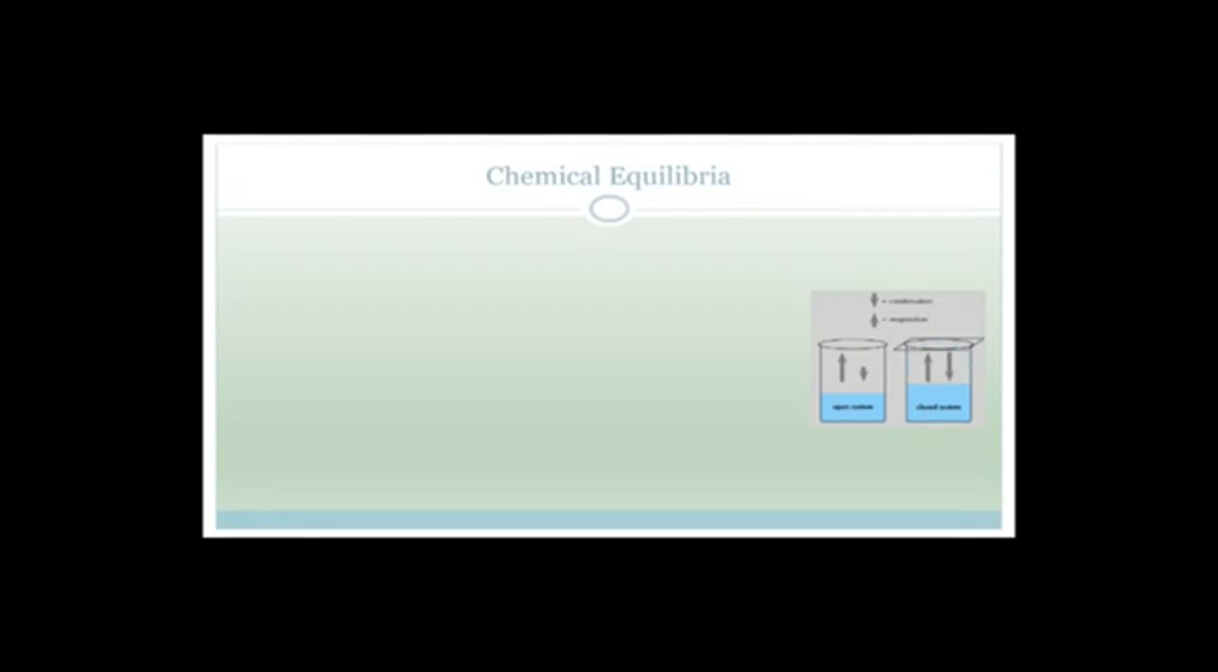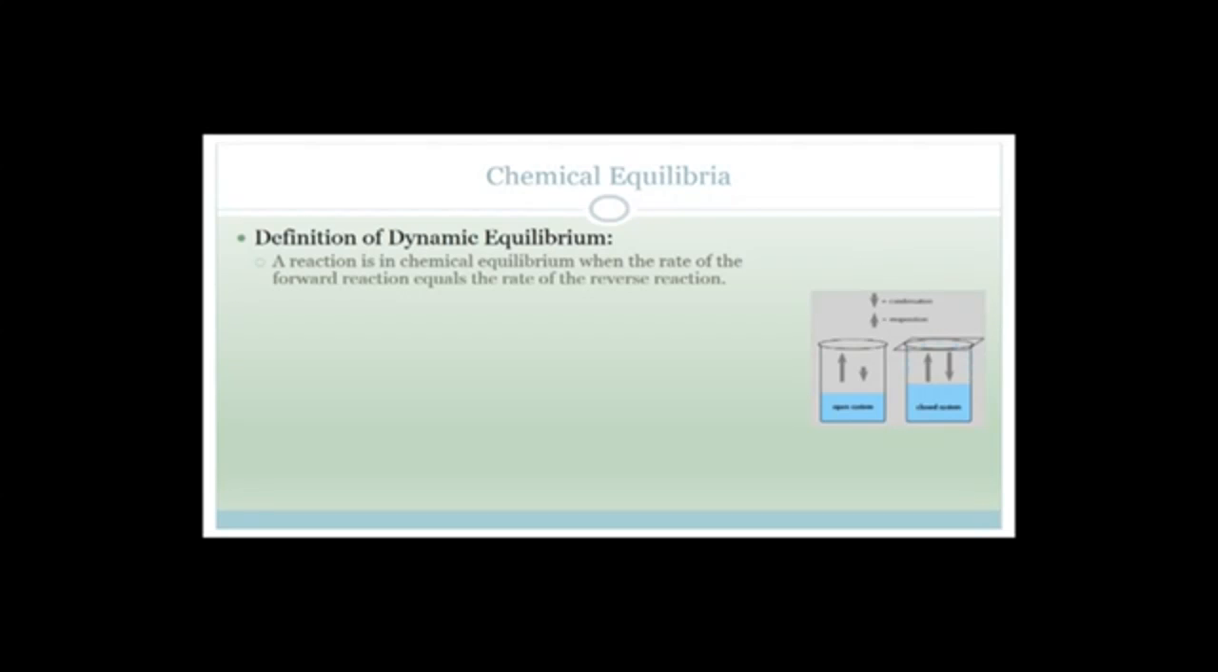Okay, right. Let's talk chemical equilibria. And the reason we like teaching chemical equilibria and rates of reaction, one after the other, is because first of all they go hand in hand, and secondly, kids tend to get them confused. So let's first talk about the definition of dynamic equilibrium.